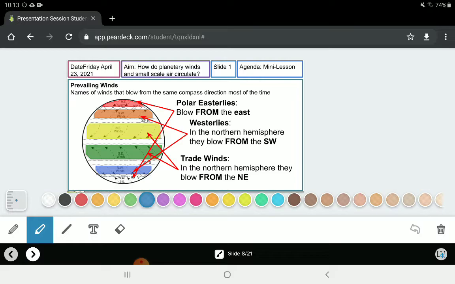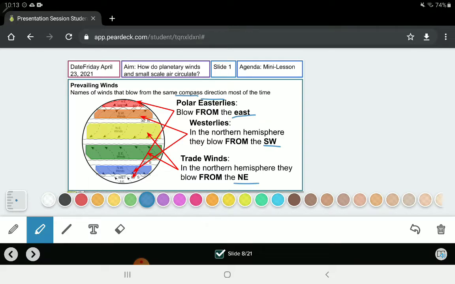Alright, so these prevailing winds, we have different names of winds here. And they're the winds that blow from the same compass direction most of the time. So polar easterlies blow from the east. The westerlies, in the northern hemisphere, they actually blow from the southwest. The trade winds in the northern hemisphere blow from the northeast.